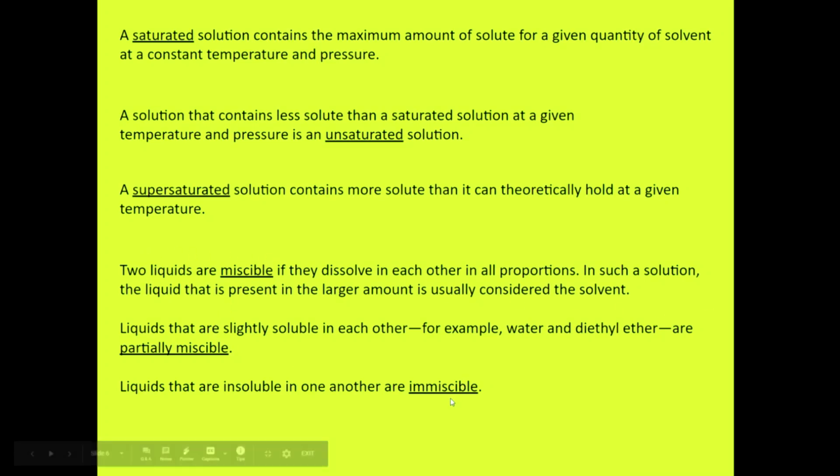Miscible and immiscible pertain to liquids. So if you mix together, say, water and alcohol, that would be miscible because they mix in together and you can't tell the difference. They're homogeneous. On the other hand, if you mix together, say, oil and water, obviously they're not going to mix together. You're going to have two different layers. That's said to be immiscible.